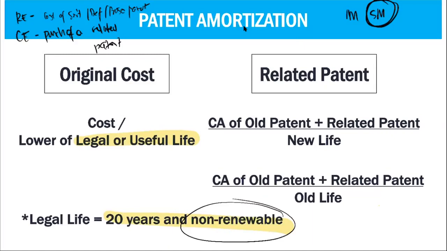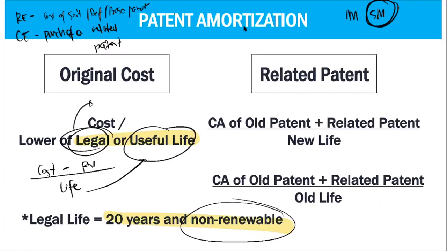So sir, why don't we need to deduct the residual value? Because our main formula before is cost less residual value divided by life. So remember the life of your patent, we compare it to your legal or useful life. What is the legal life of our patent? 20 years. Sir, why do we not deduct your residual value? Again, what is the rule? The rule in your residual value, general rule, it is zero. Unless there is a committed buyer or there is an active market.